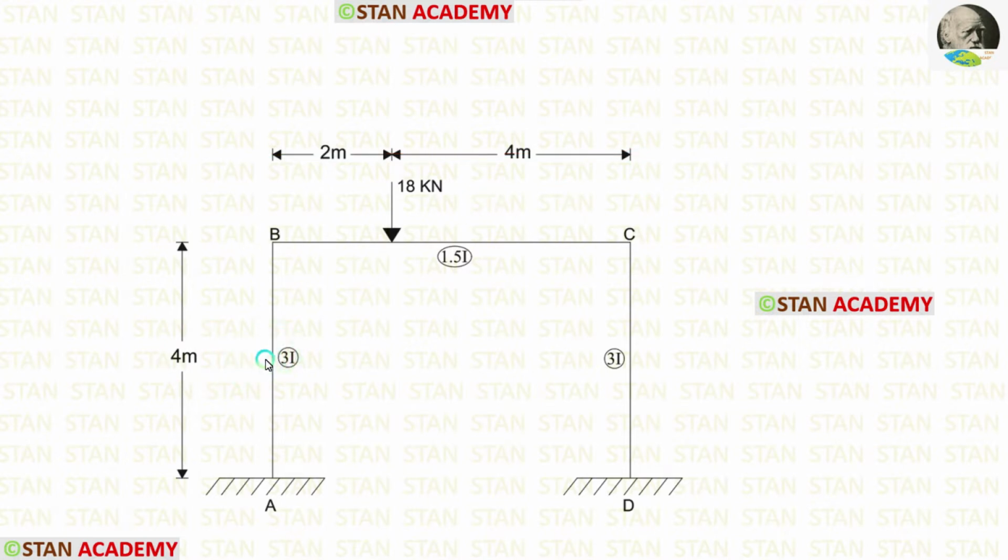The moment of inertia for the columns is given as 3I. The moment of inertia for the beam is given as 1.5I. This frame is a sway type frame because in the beam BC there is an eccentric point load. Since this point load is not acting in the center, there will be sway.